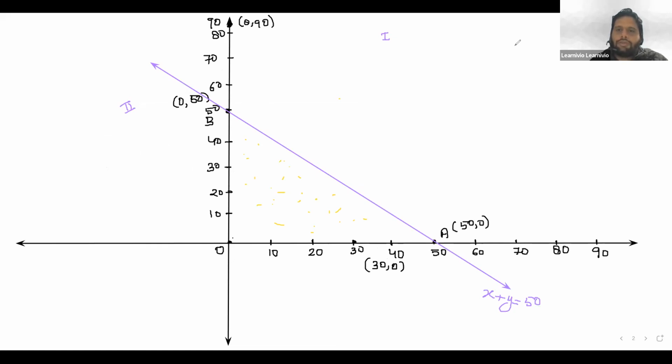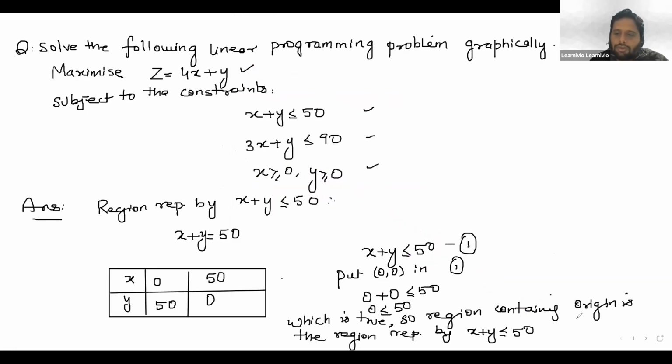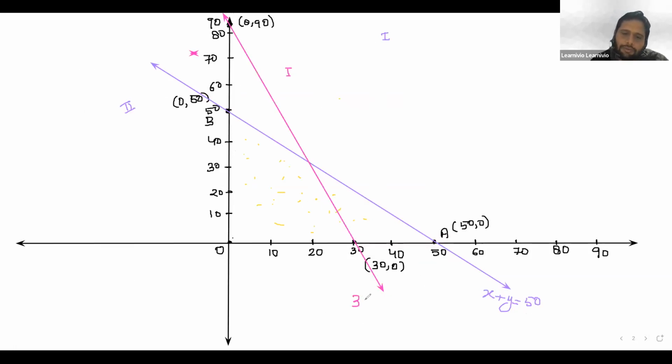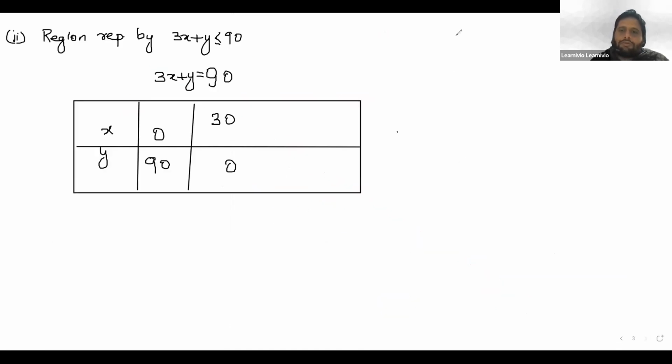Next, we will draw a line. Here we have 30. Next we have this line. Again, for this line you have two regions, first is this, second is this. So we will see whether the second is the solution or not. We will put origin in the equation. The equation is 3x plus y equal to 90. Again, the same thing.